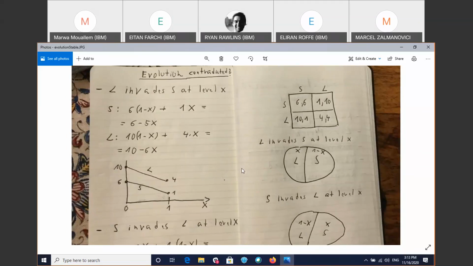So the evolutionary stable strategy here is LL, because S cannot invade L. And if L invades S, it just succeeds.